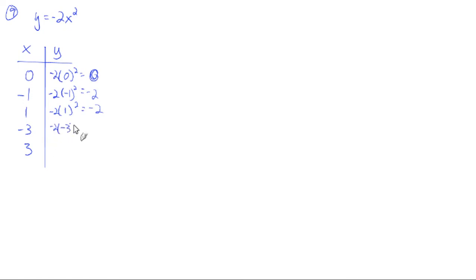Put in a negative 3, you'll get negative 3 squared is positive 9 times negative 2 is negative 18. I was writing the right number the whole time. Negative 18. Negative 2 times positive 3 squared. Positive 3 squared is positive 9. Negative 2 times 9 is negative 18 also.